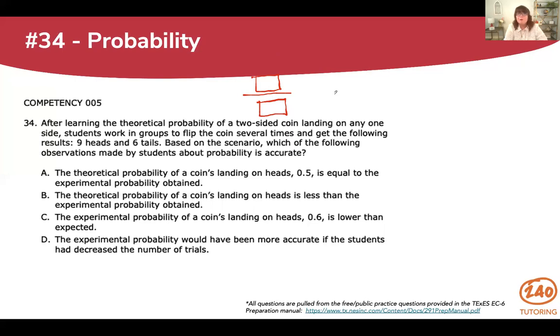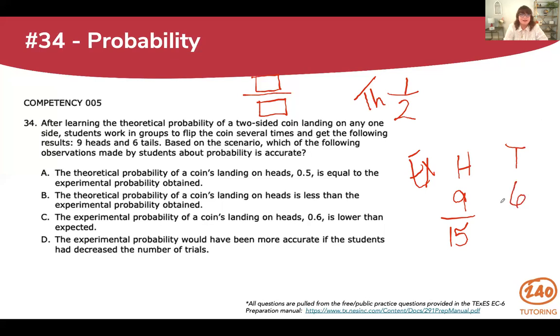So I'm going to write the theoretical. They know that the probability of a two-sided coin landing on any one side, heads or tails, is going to be 1 out of 2. So that's our theoretical probability. Now, experimental means we actually test it out. They flipped that coin a total of how many times? 9 plus 6 would be 15. So for heads, it had a 9 out of 15 experimental probability. And for tails, it had a 6 out of 15 experimental probability. Okay? So let's work through these answer choices.